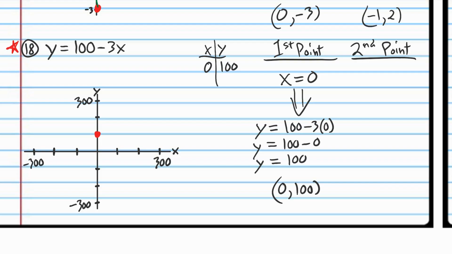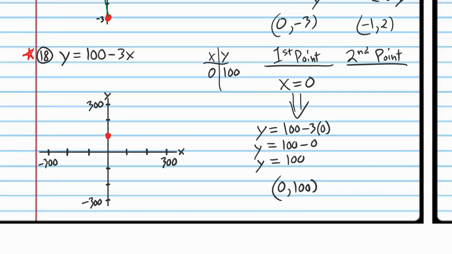Now I'm going to choose, normally we would choose -1, 0, or 1, but those values are going to make it really difficult to graph the point. So I'm going to choose 100. So x is equal to 100. So now y is equal to 100 minus 3 times 100. So -3 times 100 is -300. And then 100 minus 300 is -200.